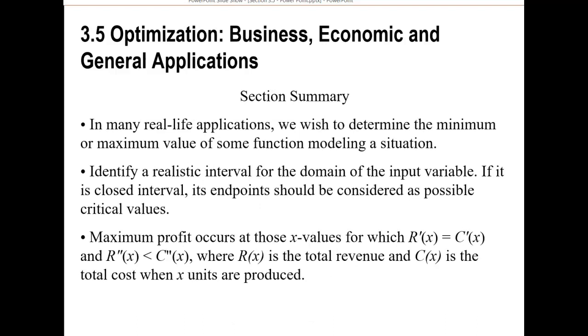All right, so many real-life applications we wish to determine mins and maxes of functions using a modeling situation. So we can utilize the stuff we have learned in Chapter 3 in order to do that. Identify a realistic interval for the domain. If it's a closed interval, endpoints should be considered as critical values. Maximum profit occurs at the x values for which r prime equals c prime and the second derivative of r is less than the second derivative of c, where r is total revenue and c is total cost when x units are produced.